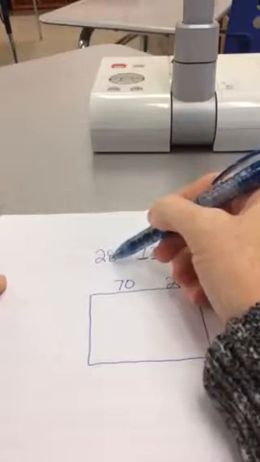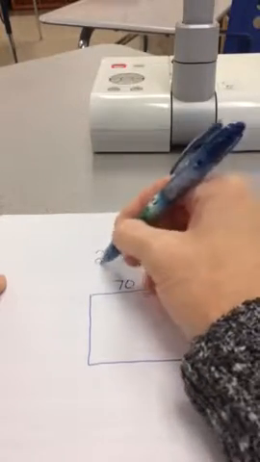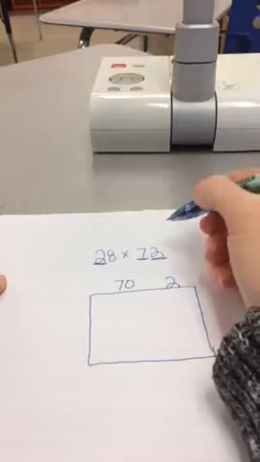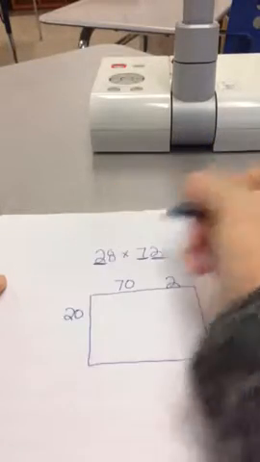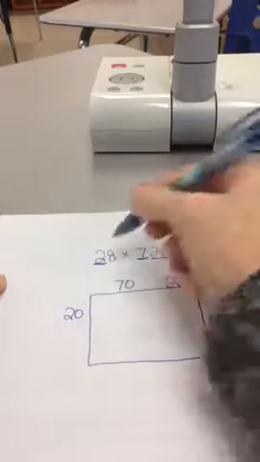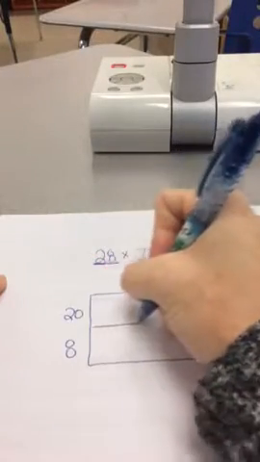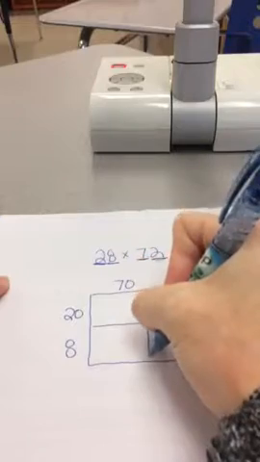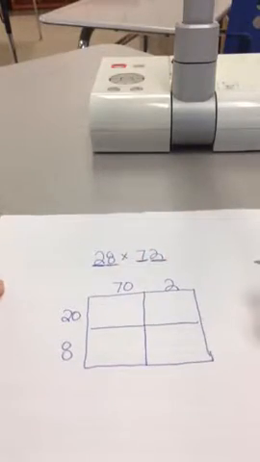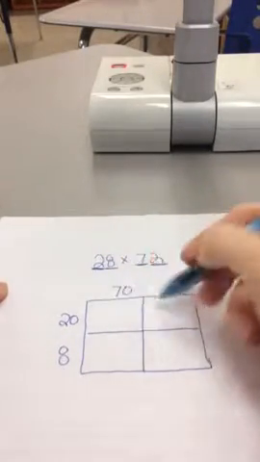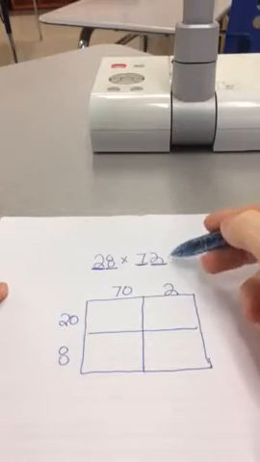Now I'm going to break apart this number here in the same way. What place is my 2 in? It's in the tens. And how many of those tens do I have? I have 2 of those. Same thing here. I have 8 ones. Now I'm going to create a little box here. And I'm going to multiply these smaller numbers together to find my grand total to this.